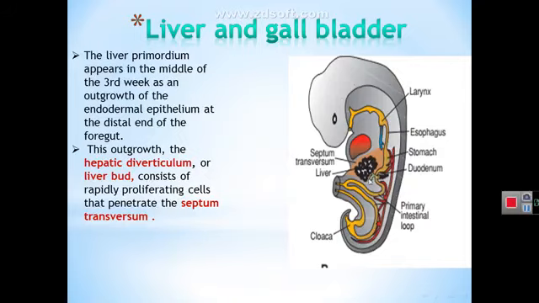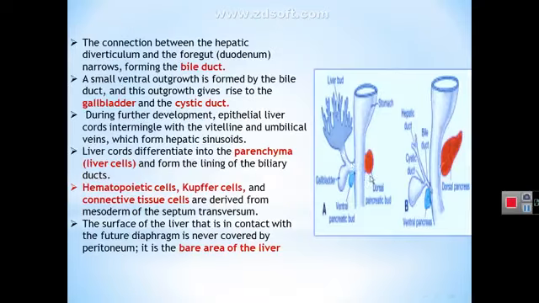A small ventral outgrowth is formed by the bile duct, and this outgrowth gives rise to the gallbladder and the cystic duct. This is the liver bud or hepatic diverticulum. The connection between the liver bud and the duodenum narrows, forming the bile duct. A small outgrowth from the bile duct gives rise to the gallbladder and cystic duct. This is the gallbladder, this is the cystic duct, and this is the bile duct.